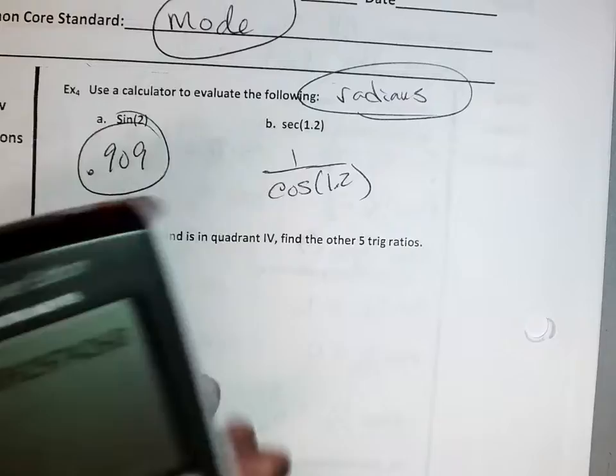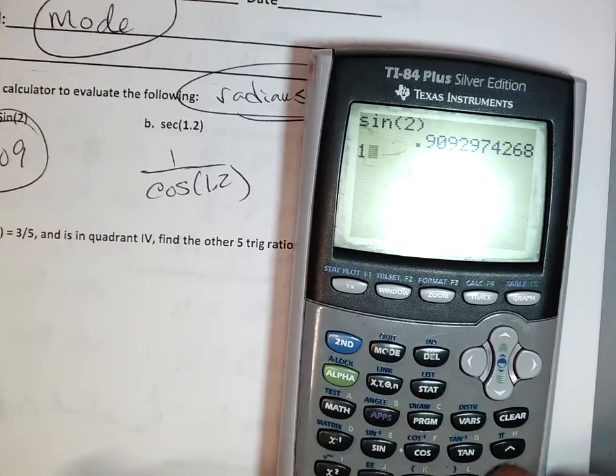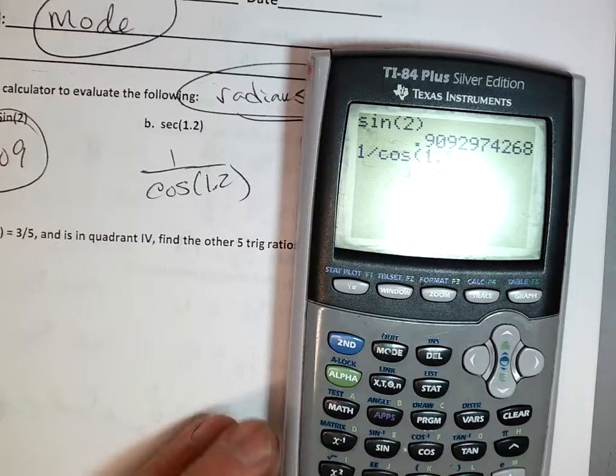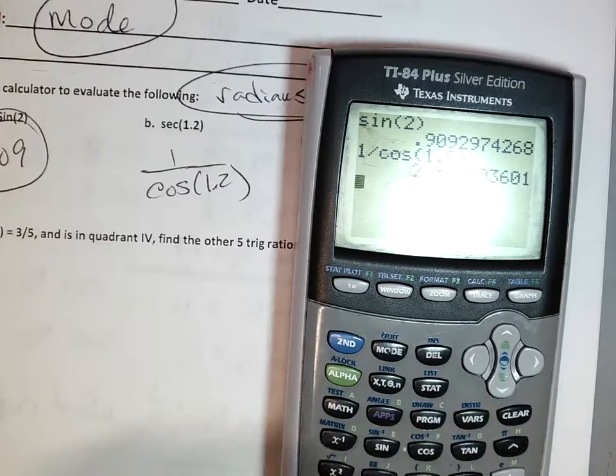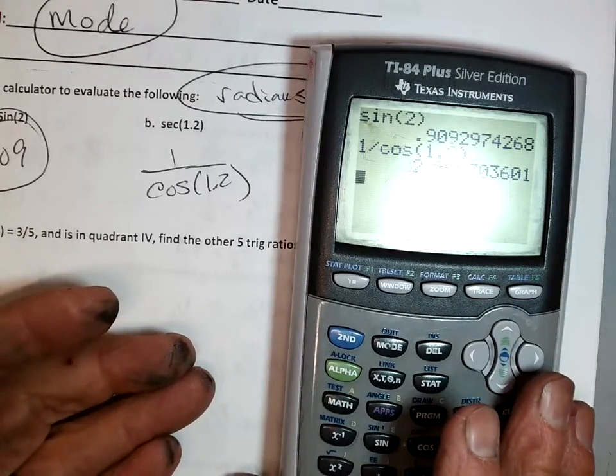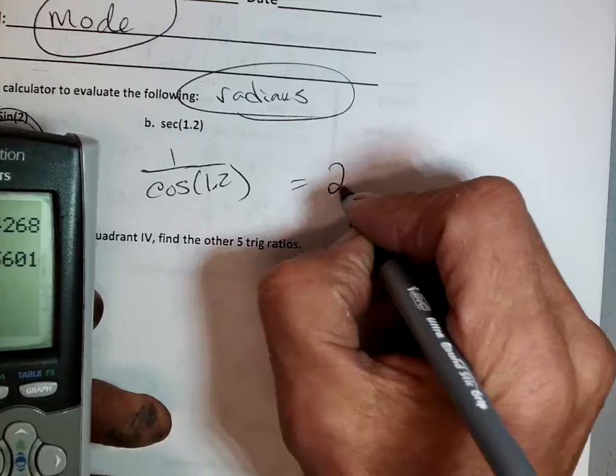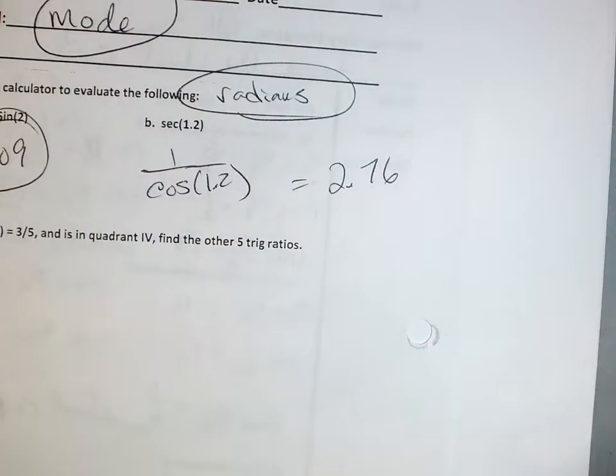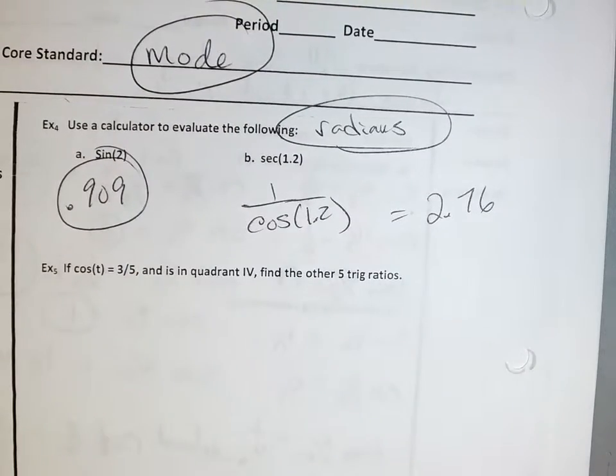Isn't it? I can do that. 1 divided by cosine of 1.2, and I can answer about 2.76. 2.76, okay? All right. How am I doing so far?